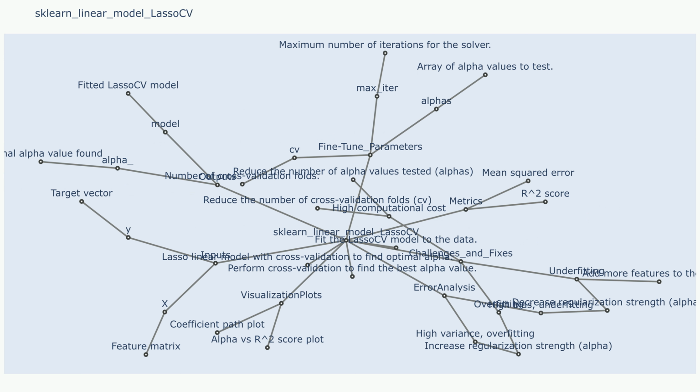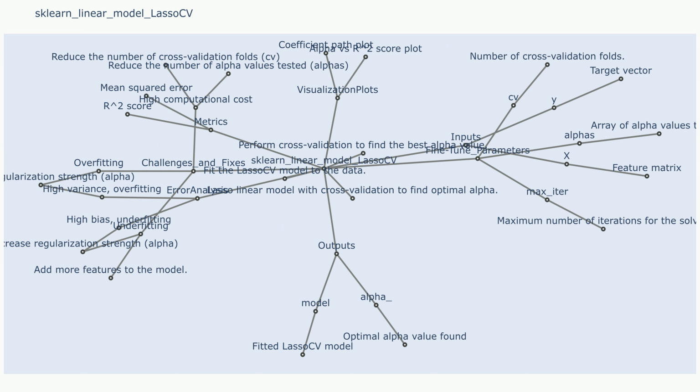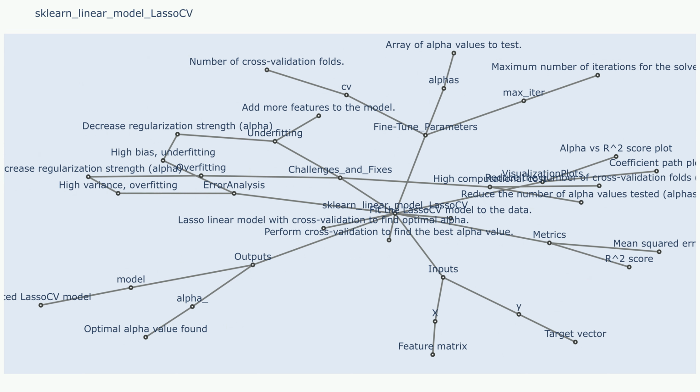Inputs: X, the training data. This should be a 2D array of shape n_samples, n_features. y, the target values. This should be a 1D array of shape n_samples. Outputs: coef, the coefficients of the linear model. This is a 1D array of shape n_features. Intercept, the intercept of the linear model. Alpha, the optimal alpha value selected by cross-validation.